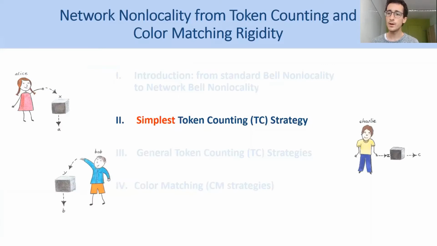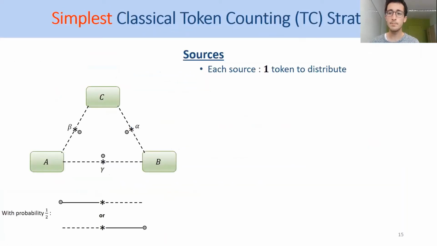So now I will explain what token counting strategies are. I will consider only the simplest token counting strategy I can imagine, which is in the triangle with one token per source. I will first describe the classical token counting strategy with one token in the triangle, and then I will explain the quantum one token strategy. So with the classical strategy, I first consider the source, and I will just say that each source has one token to distribute.